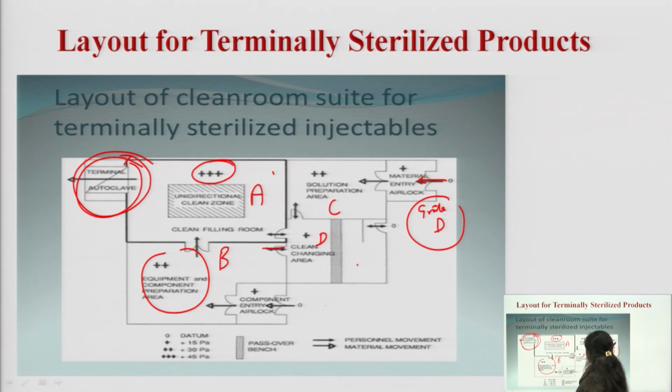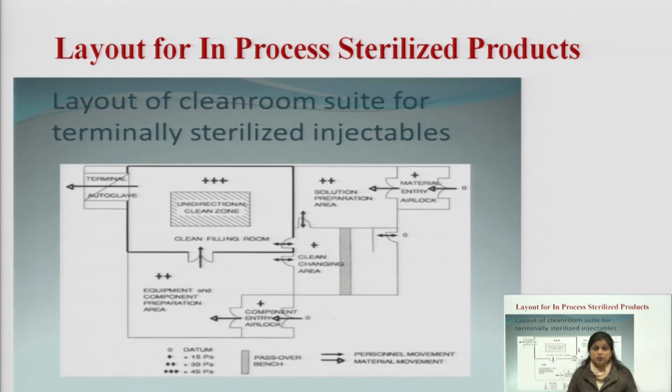So, the way of moving a person and the way of moving a material entry will be the same in this layout. If you can see this layout, we have a preparation area, a personnel area, compounding areas, and equipment areas, and we also have the aseptic area. But compounding or preparation is done at the end in the aseptic room, and after packaging we have to terminally sterilize our product. Whereas the layout for in-process sterilization is totally different as compared to terminal sterilization. In this area the material entry will be different.